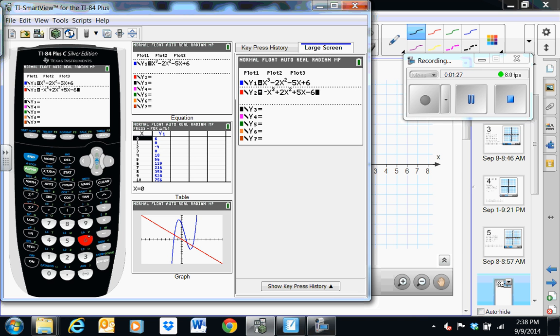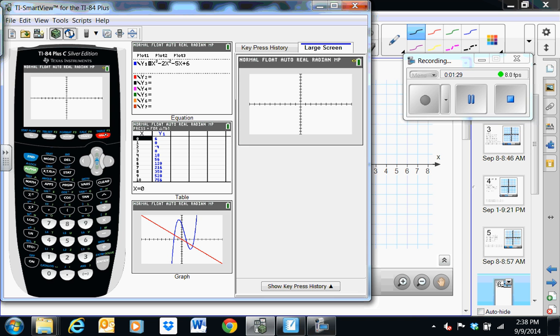minus 6. Now when we graph these, our blue one will be our first graph that comes up, and that's y sub 1, our original function. And then the red one that's going to come up right now should show a perfect reflection over the x-axis. So that's our negative f of x.